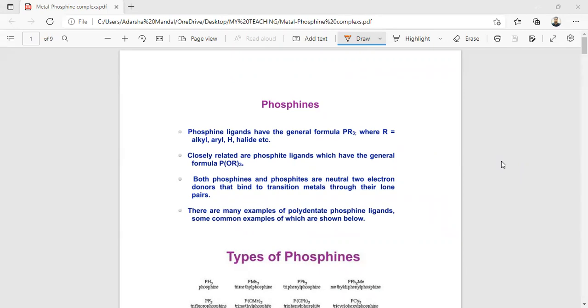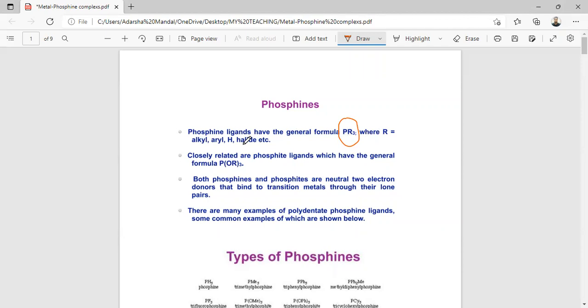So phosphines are widely used as spectator ligands in organometallic chemistry. Phosphine ligands have the general formula PR3, where the R group may be alkyl, aryl, halide, or hydride.